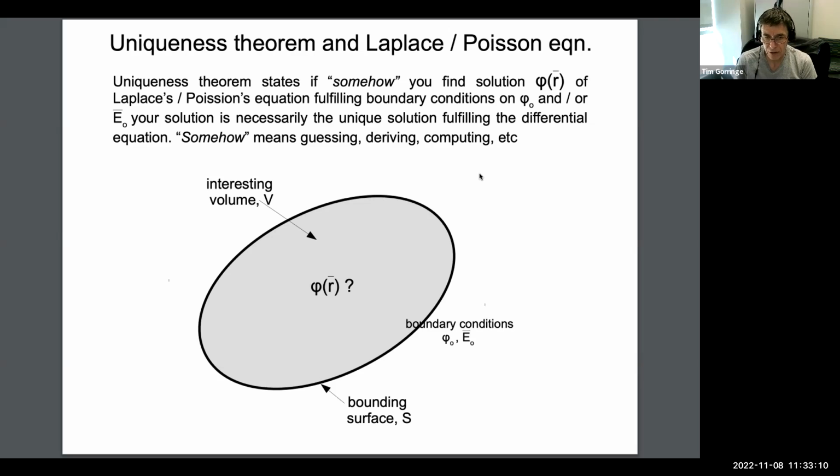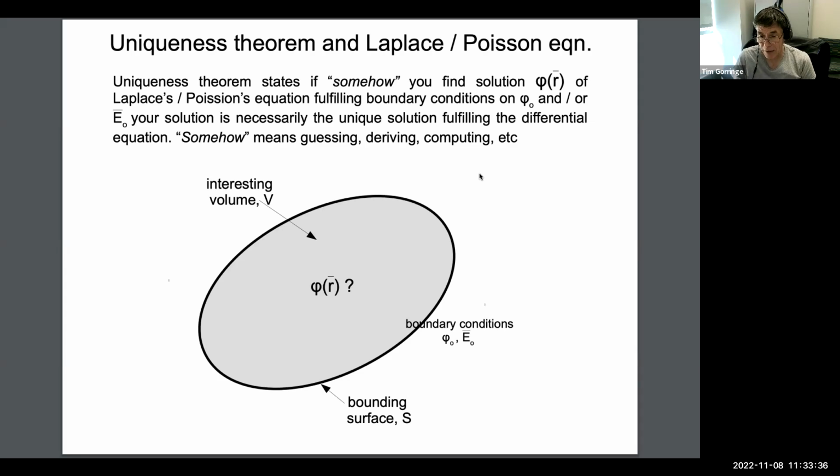So before I discuss the ways that we might solve Laplace's or Poisson's equation, again, method of images, separation of variables, and more generally numerically, I just want to remind us of what we call the uniqueness theorem. And that theorem applies to Laplace's and Poisson's equation.